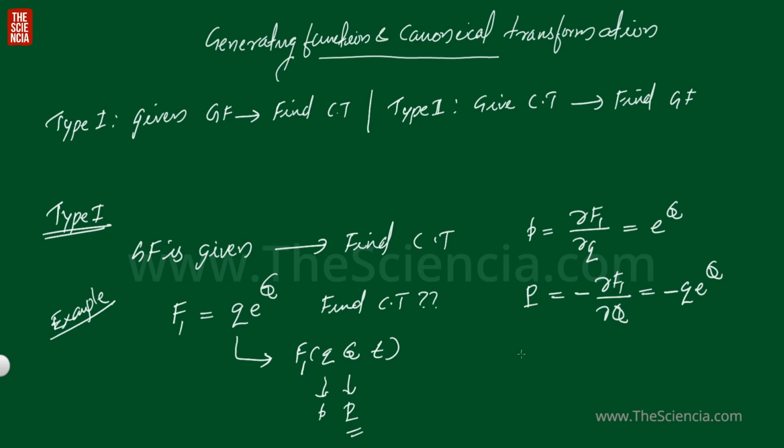We can rearrange this equation, that is q is equal to minus p by e^q, or e^(-q). So here you see this is small p. This is the old coordinate system and this one is the new coordinate system. So the old coordinate system can be converted to a new coordinate system by using this generating function. And here the old coordinate system is transformed to the new coordinate system, that is capital P and capital Q.